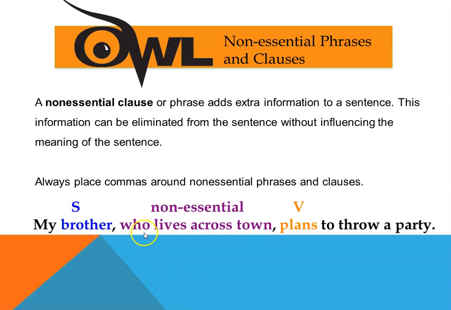So because this information here in the sentence is not essential, we set it off with commas. My brother, comma, who lives across town, comma, plans to throw a party. And keep in mind, if this information was essential, okay, you would not use commas. You set off the commas sort of to indicate that it's extraneous information, almost like you would with parentheses, okay, to indicate that it's a little bit of extra information added in to provide some detail, but it's not essential.